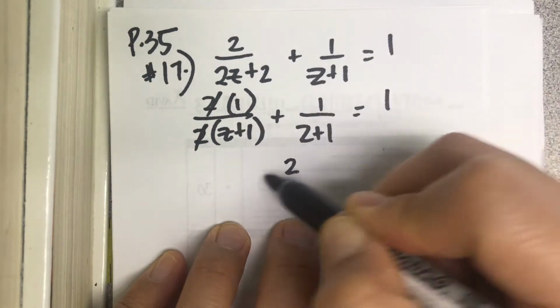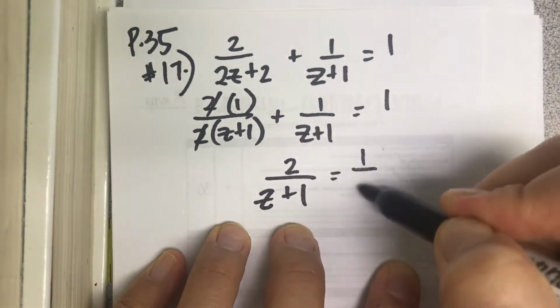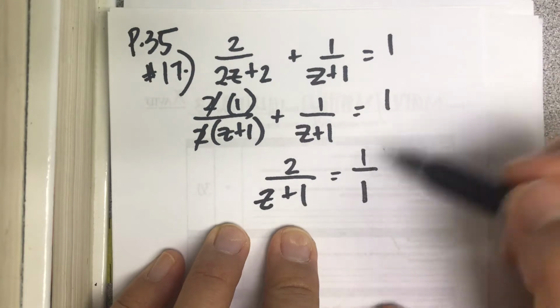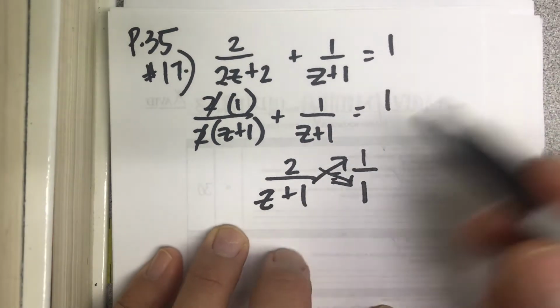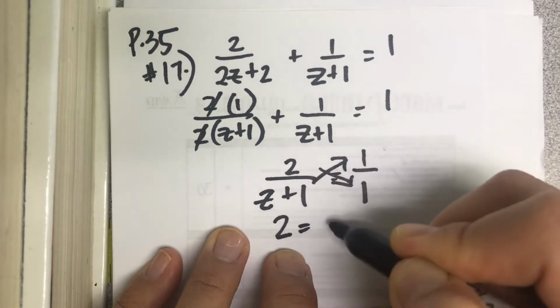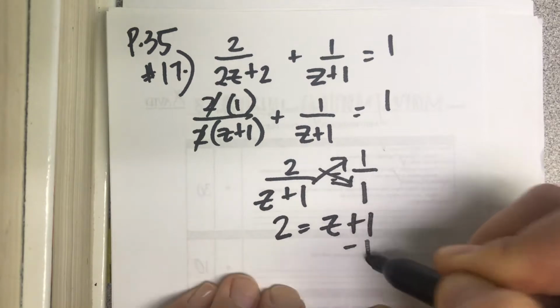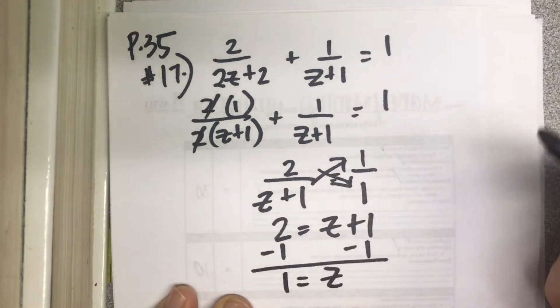So really that's going to be 2 over z plus 1 equals 1. Put the little imaginary 1 under there. All you could do is cross multiply, and they want you to find the value of z. So that's going to be 2 times 1 is 2, and then that's going to be z plus 1, minus 1, minus 1. z is going to equal 1. Super easy.